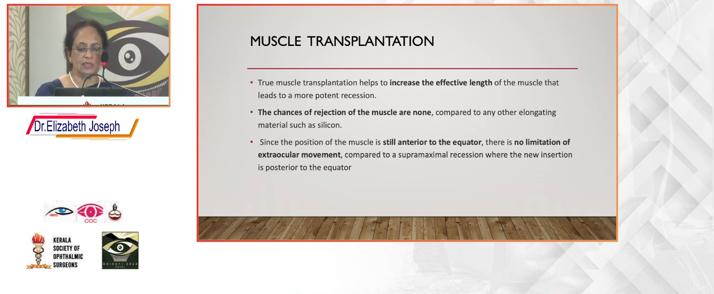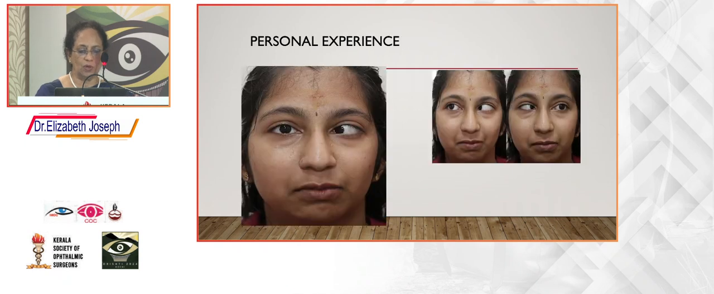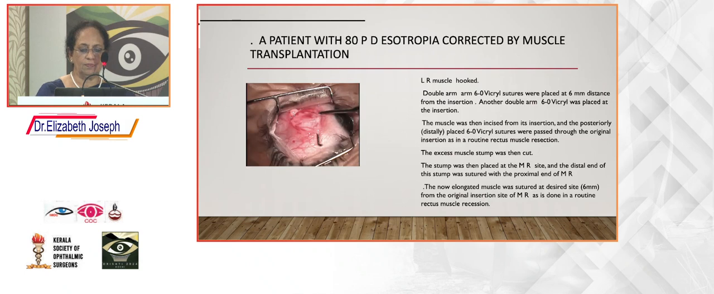Chances of rejection of the muscle are none because it's an autograft, and since the position of the muscle is anterior to the equator, there is no limitation of extraocular movement. This is the child who underwent transplantation. You can see the video.